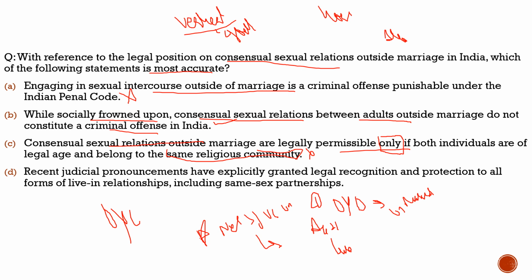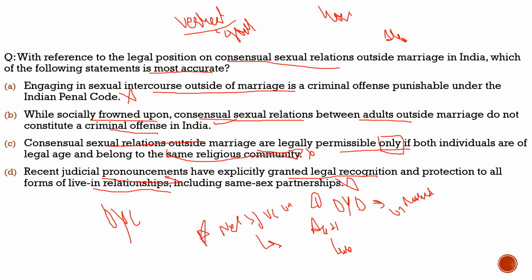Then the fourth statement: recent judicial pronouncements have explicitly granted legal recognition and protection to all forms of live-in relationships, including same-sex partnership. Even though it has granted legal recognition to live-in relationships, it is not for all forms of it. So this is a half correct statement, and we can mark it incorrect. It is basically talking about the Navtej Singh Johar judgment which we discussed.